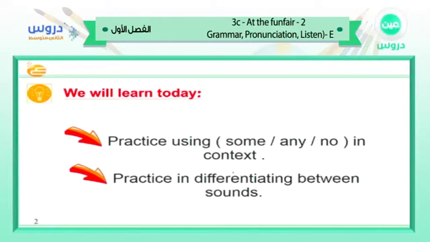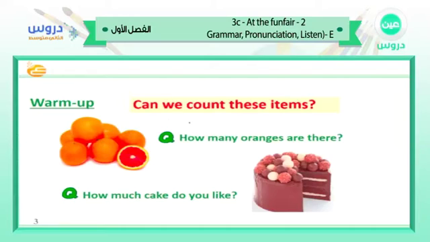So let's start, everybody. Can we count these items? It's a big question. Can we count it? Okay. How many oranges are there? 1, 2, 3, 4, 5, 6, 7. I think we can count it. 7 oranges.